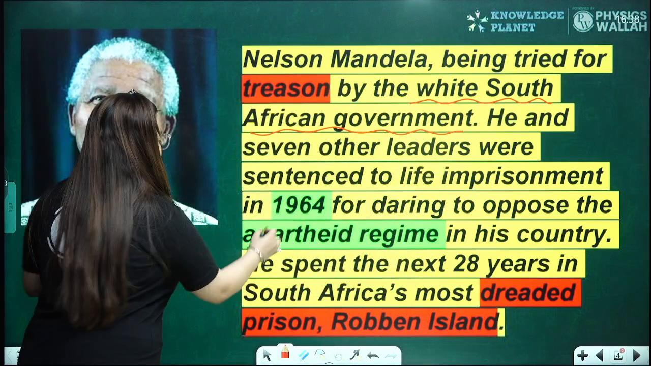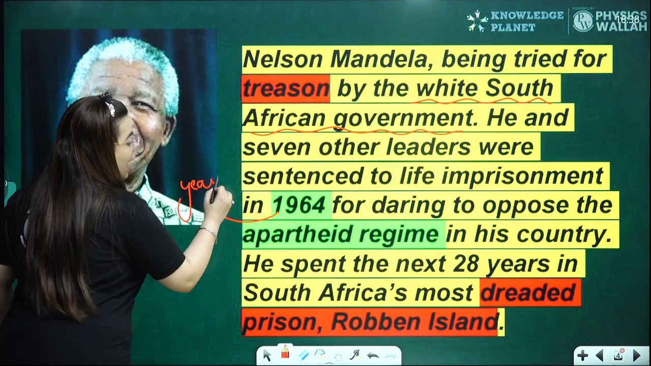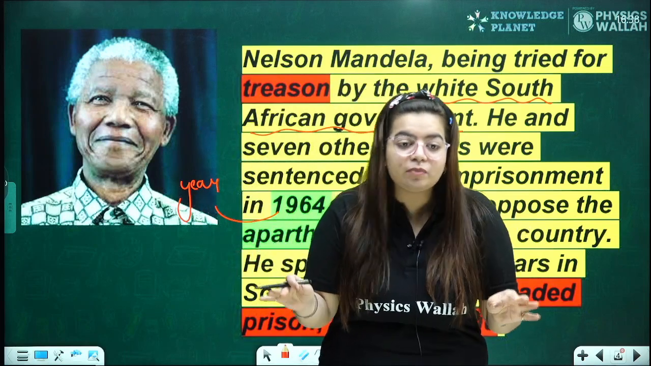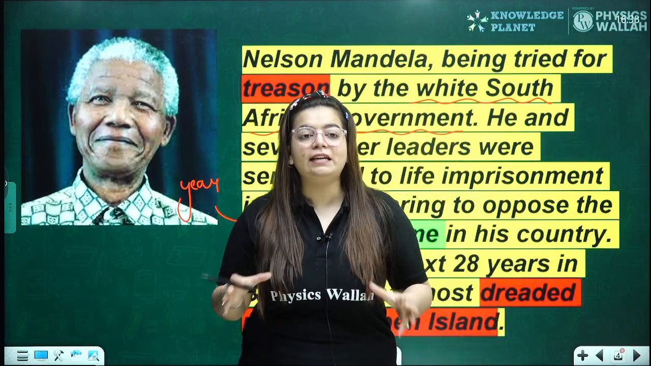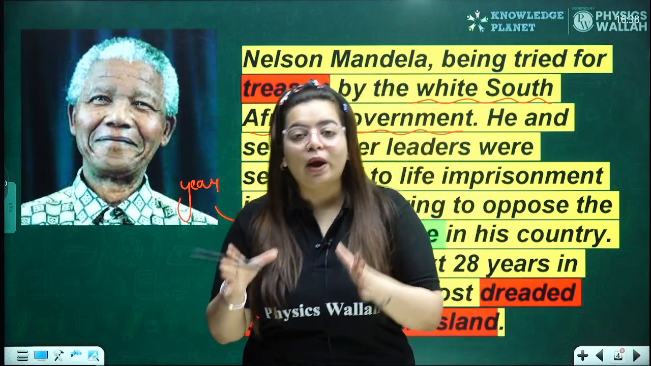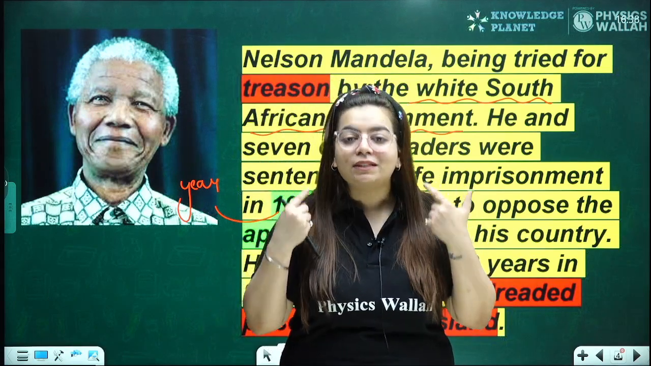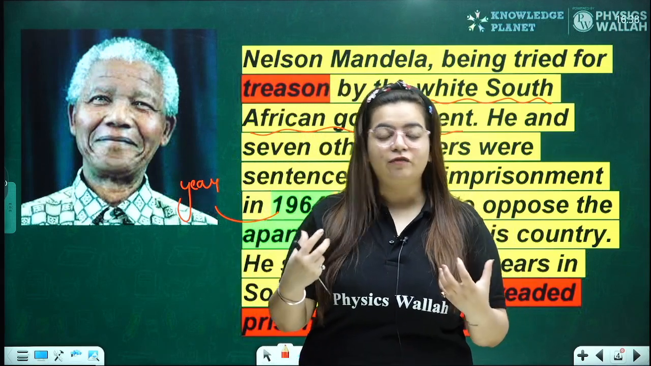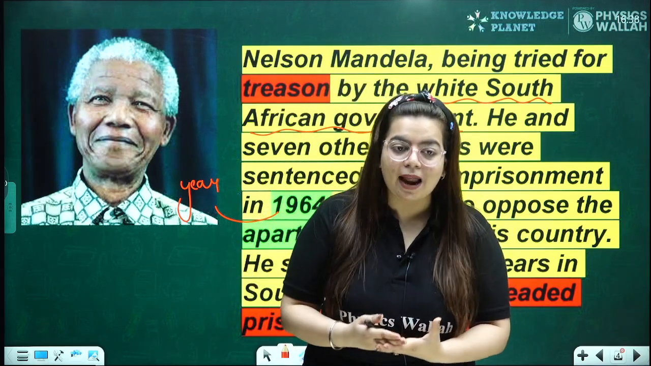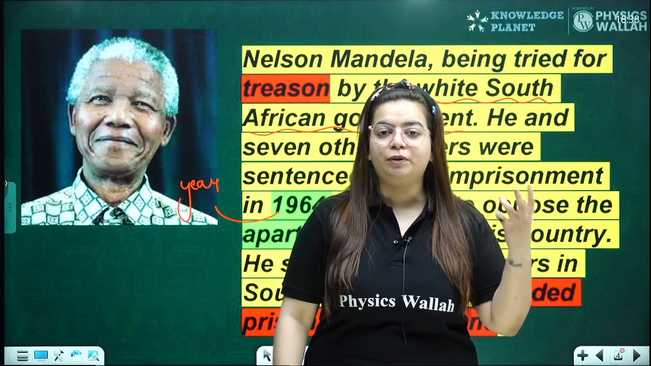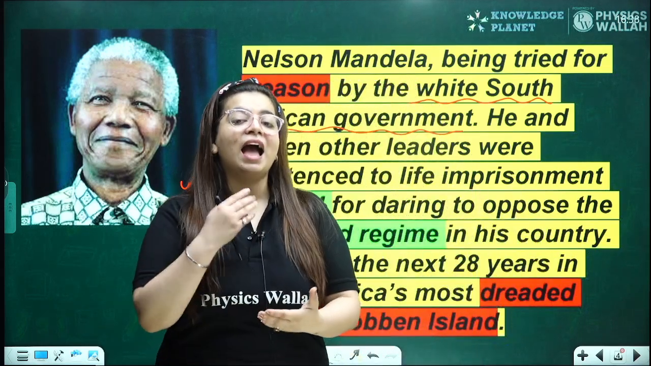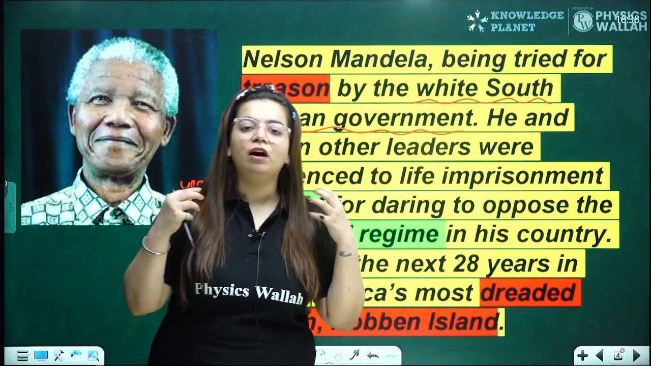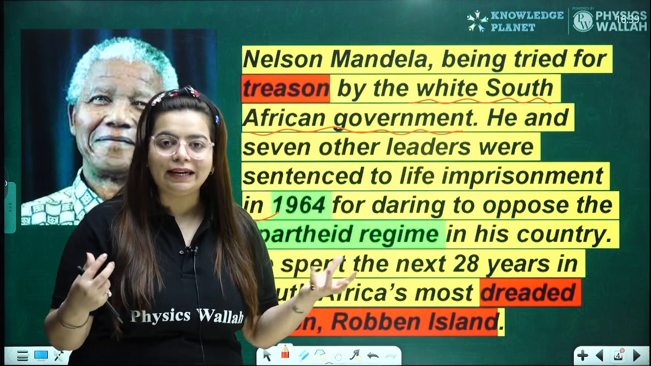In 1964, this is the year we need to remember, and for daring to oppose the apartheid regime in this country. Now what kind of apartheid regime is going on inside the country? Basically this apartheid regime means discrimination on the basis of skin color, whereby the Africans who have dark skin color were known as blacks, and whites, basically Europeans and Britishers, because of the geographical condition and the area they live in, are born to have a bright skin color, we can say white skin color.